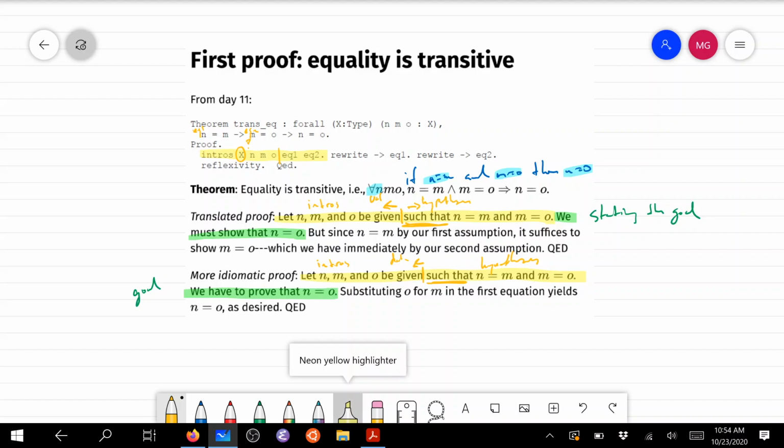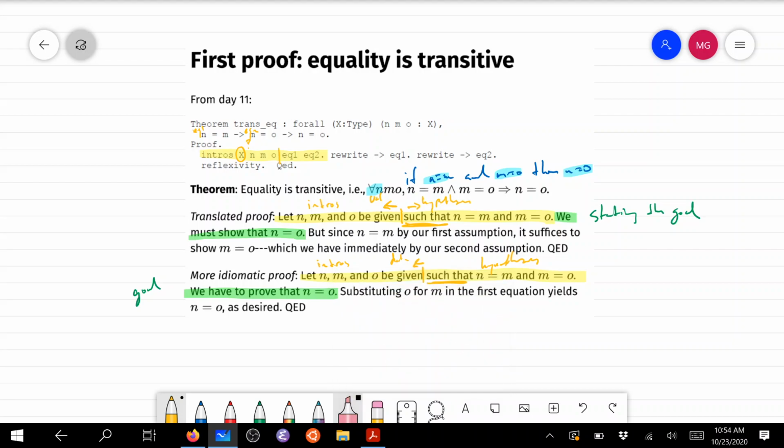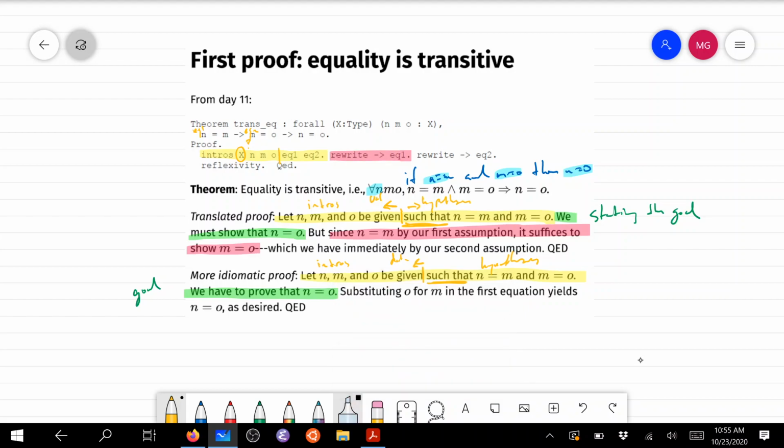Let's do the rest of the proof. In this case, let's look at the translated proof, the one up top here first. Here we can still see a sort of one-to-one correspondence. So since N equals M by our first assumption, it suffices to show M equals O. Right, so here I've highlighted in red the tactic and then the text that it corresponds to. And then which we have immediately, okay, running out of colors here, I think I got it. It's a lovely little slate baby blue, which we have immediately by our second assumption.